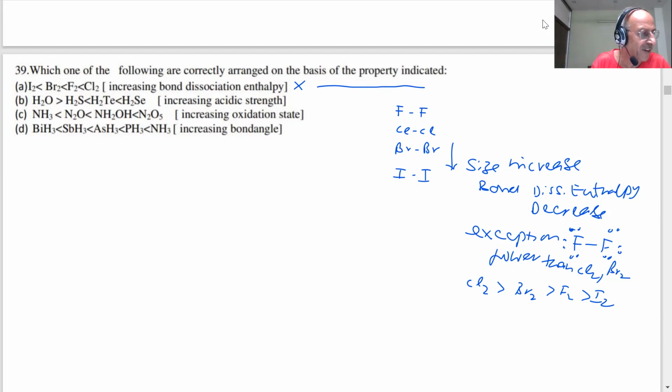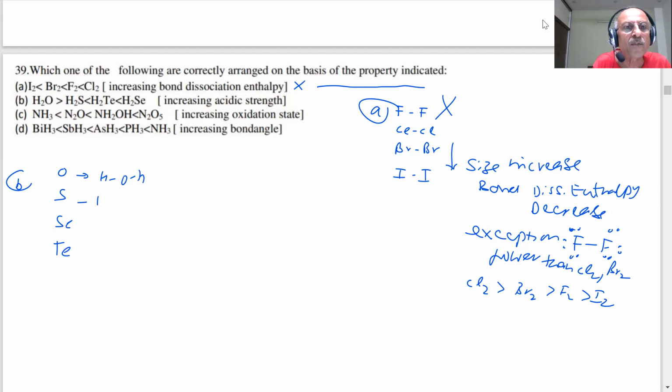Then increasing acid strength, students, increasing acid strength. What is happening when we talk of the acid strength? You have studied what these groups are, students. This was our A part. The A is not the correct answer. Let me see the B part, students. You have oxygen, sulfur, selenium, and tellurium. If I consider the hydrides, the hydride of oxygen is H2O, and this is H2S, this is H2Se and H2Te.